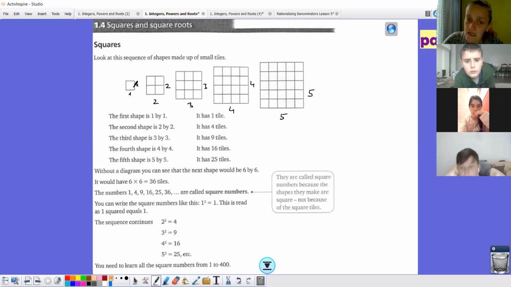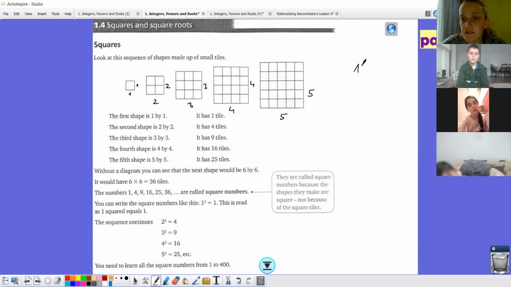Now, I have here in the first one only 1 small square. In the second one, I have 4 small squares, yes? In the third, it goes 9. In the fourth one, it goes 16. And in the fifth one, it goes 25. Okay? So first one, 1 by 1 and 1 tile. We can write in this way: 1 times 1, it's 1. For the first square, 1 by 1.